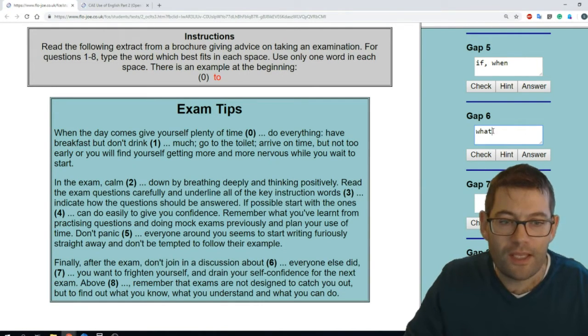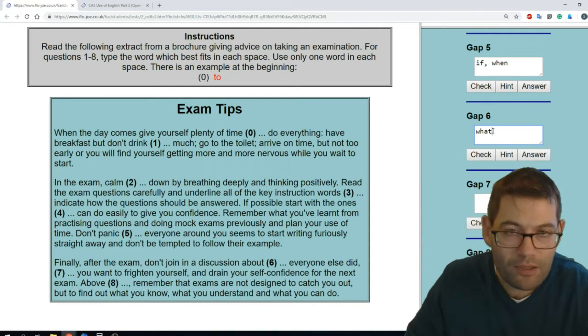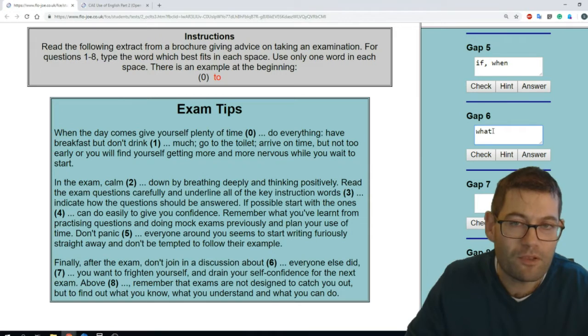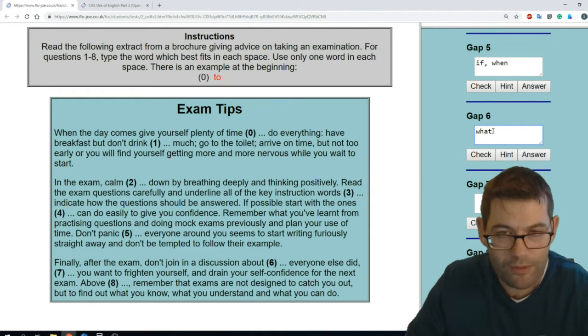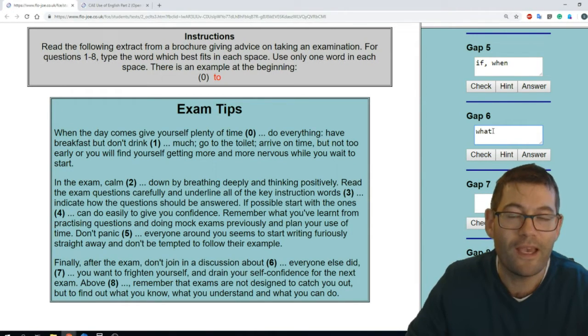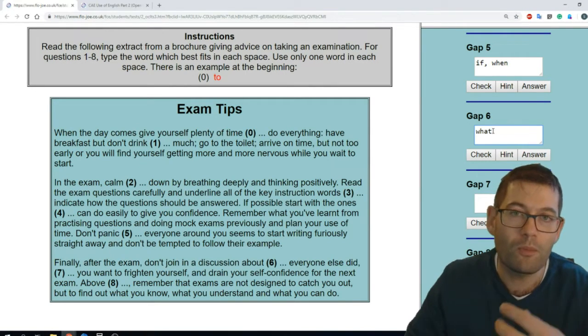What everyone else did, we need to find a word that talks about results, certain results, or things that happened. Not things that might happen, but things that happened. And the things that happened was that people wrote their answers down on a piece of paper and they know what their answers were. So this was a completed action.